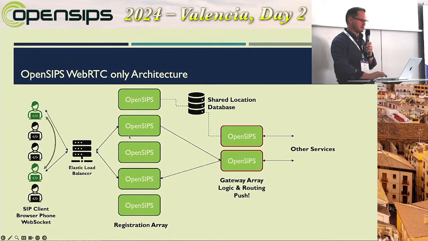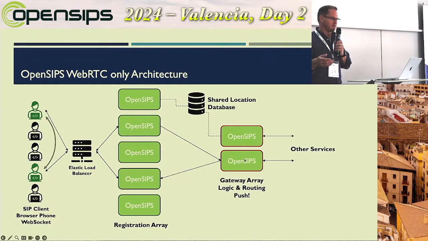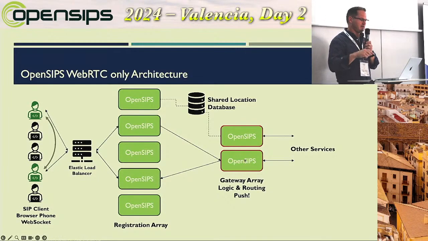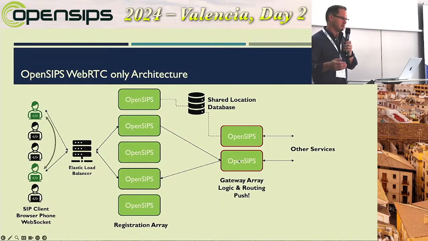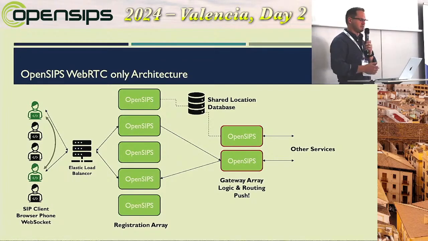So if I did have to complete a call from user A to user B, they would both connect via WebSockets through my elastic load balancer for the entire session onto, say, OpenSIPS server 2. It would then go onto my logic array. My logic array would then fire the push notifications and see where user B did register. So it goes through the elastic load balancer onto OpenSIPS, number 4, and then this logic array will be able to see the user register, and be able to send that call to that user and down to the device.